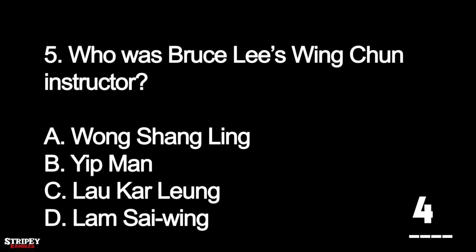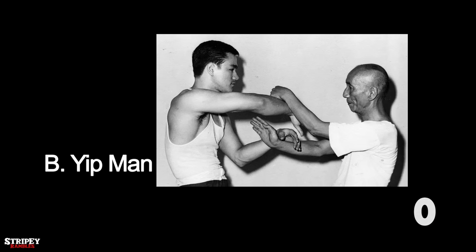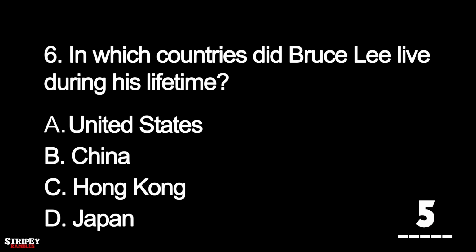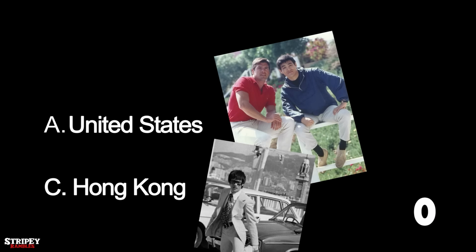Right, question 5. Who was Bruce Lee's Wing Chun instructor? Also known as Ip Man these days, but it could be argued that his instructor was Wong Shulong. Question 6. In which countries did Bruce Lee live during his lifetime? Of course, it was the United States where he was born, and Hong Kong.